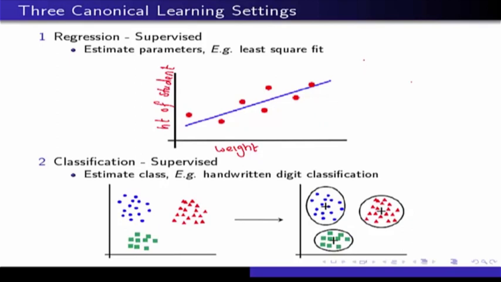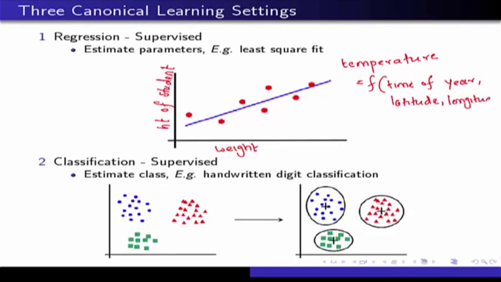For example, you might want to predict the temperature as a function of multiple observations, which could include the time of the year, the latitude, the longitude, and so on.